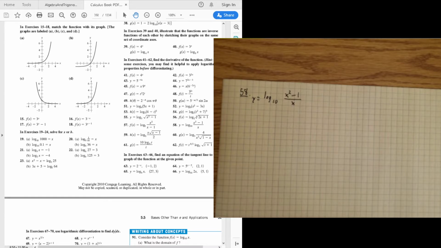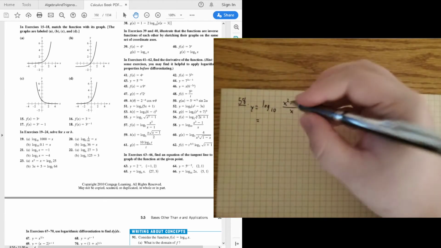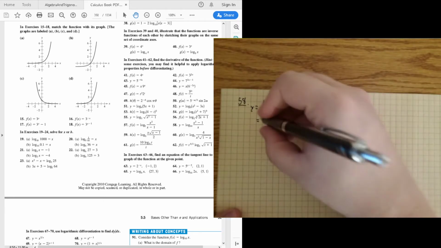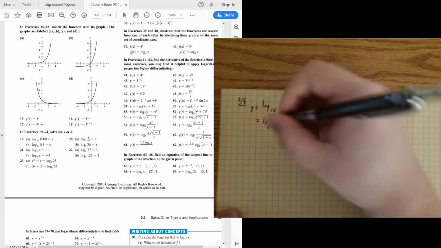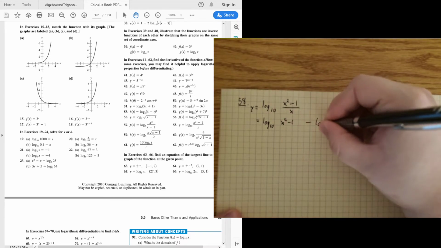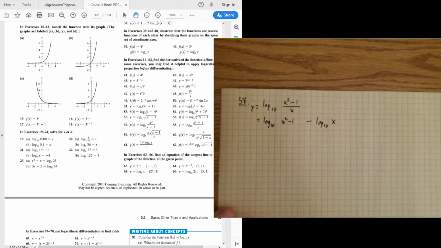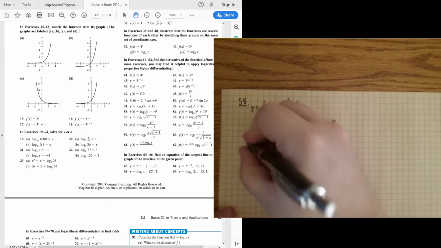Instead of trying to do it the way it is now, I am going to rewrite the function using properties of logs. So we have a property of logarithms, which states that division becomes subtraction. So this is equivalent to log base 10 of x squared minus 1 minus log base 10 of x. This is much easier to do the two pieces for, and will give us the same solution.